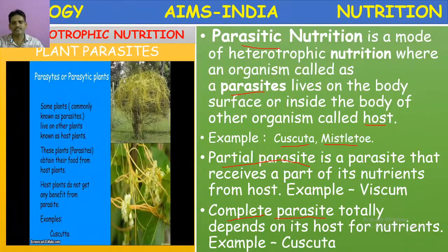The partial parasite is a parasite that receives a part of its nutrients from the host. Another example is Viscum. The complete parasite, example Cuscuta, depends on its host for nutrients. Commonly this Cuscuta grows on the banyan tree or on the neem tree also.